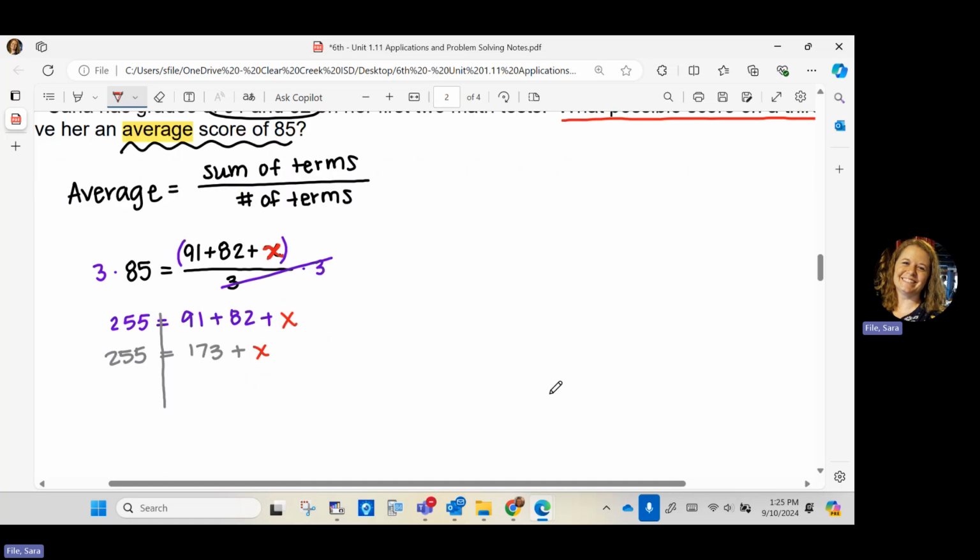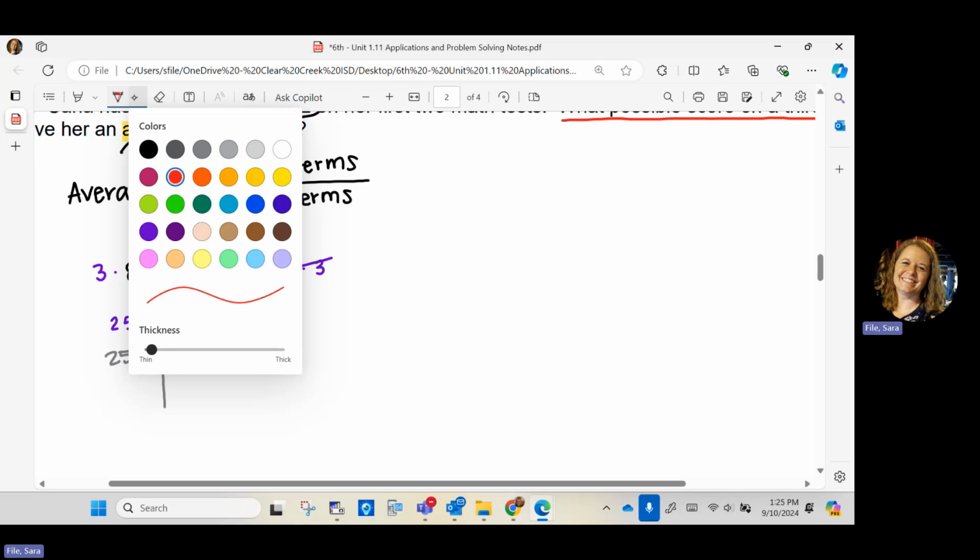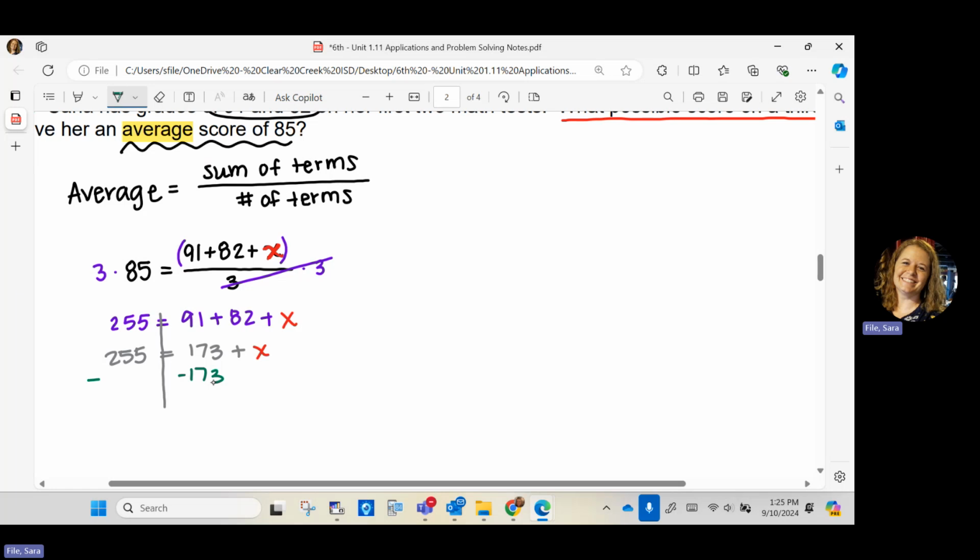And so now I have to move the 173. What is the opposite operation of adding 173? Subtracting. So I'm going to subtract 173. What I do to one side, I have to do to the other. So I do the 255 minus the 173, which leaves me with 82. So 82, and x is the only thing left on the right. So that x represented the missing test score, that third test. So if she makes an 82 on that next test, her test average will be an 85.